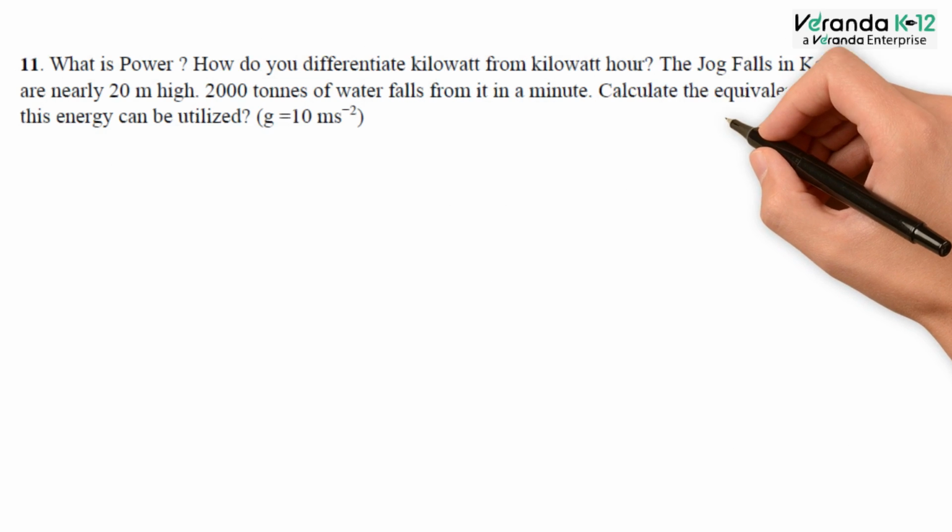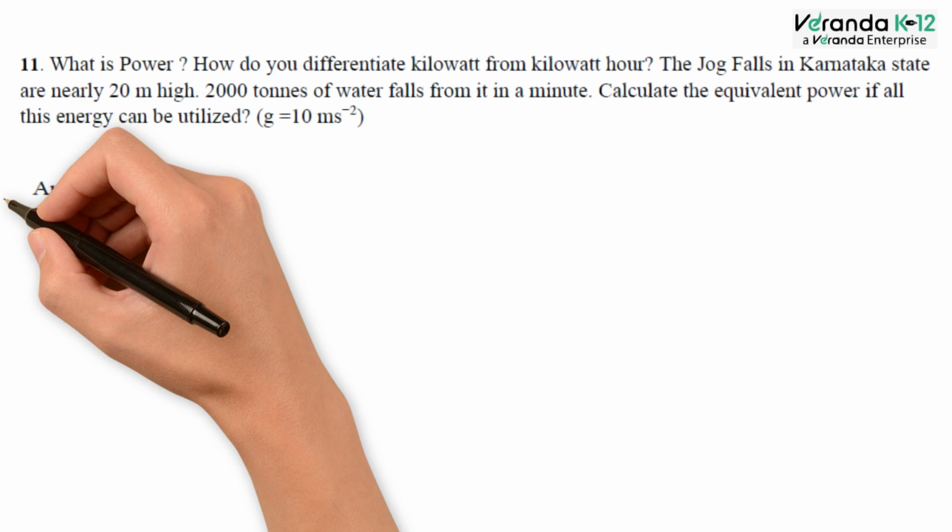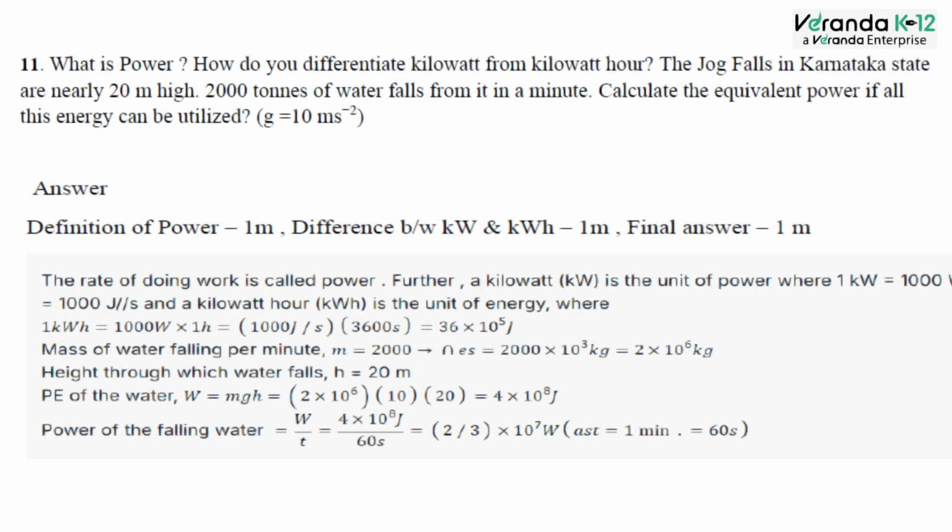So question number 11, what is power? How do you differentiate kilowatt from kilowatt hour? And the Jog Falls in Karnataka state are nearly 20 meter high. 2000 tons of water falls from it in a minute. Calculate the equivalent power if all this energy can be utilized. So here the definition for power is: the rate of doing work is called power. Further, I hope you know the kilowatt is the unit of power, whereas kilowatt hour is the unit of energy. So here you have to differentiate kilowatt and kilowatt hour.